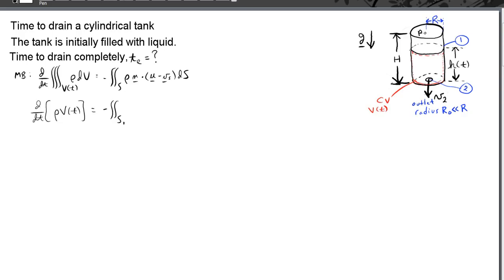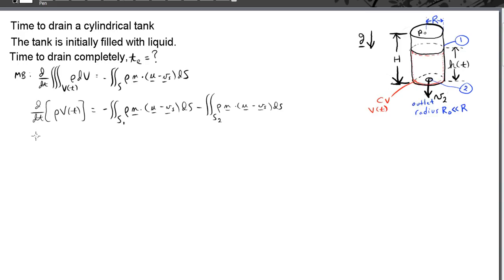So the control volume moves with the liquid. As the liquid drains out, the top surface of the control volume moves downward along with the free surface of the liquid. All right, so S1 is the top surface of the control volume, and we have rho n dotted with u minus vs ds, and we also have the bottom surface of the control volume, namely the hole at the bottom of the tank. We'll call that S2, of rho n dot u minus vs ds.